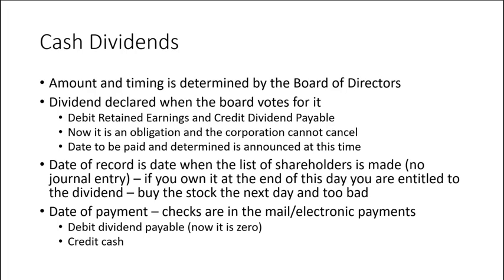Date of payment is when we actually pay out the money to those determined shareholders. So we debit the dividend payable. Now it's zero, right? We've paid off the liability and we credit cash. So 2 journal entries: we debit retained earnings, credit dividend payable. Then we pay it, we debit the dividend payable and credit cash. So the end result is we've made retained earnings go down and we've made cash go down.